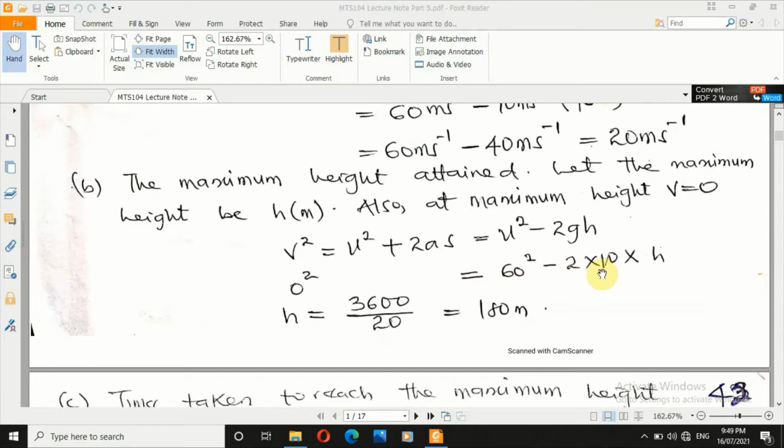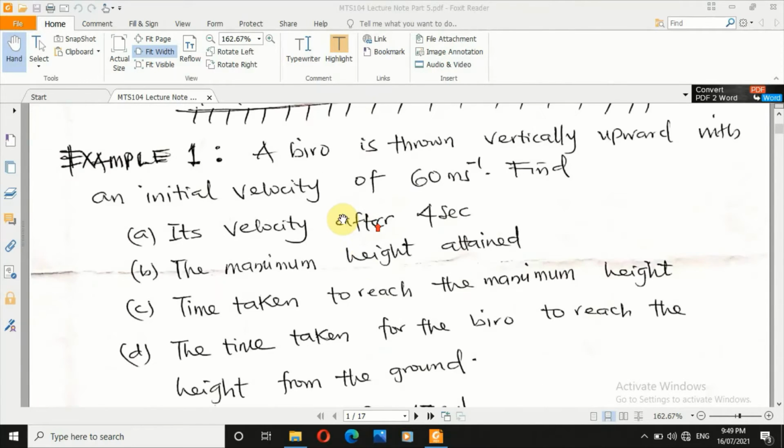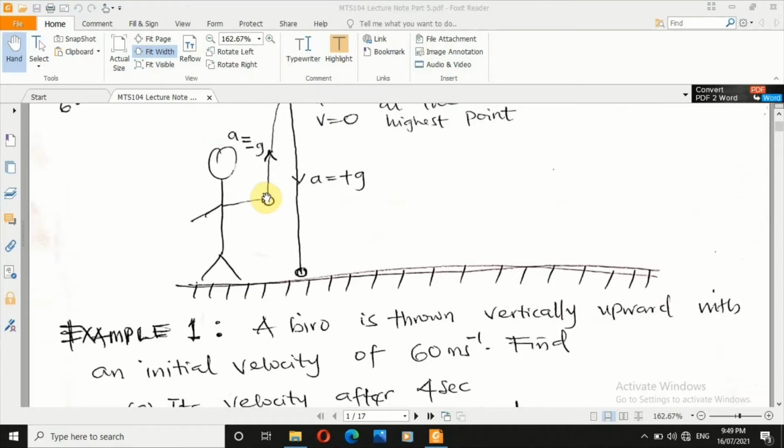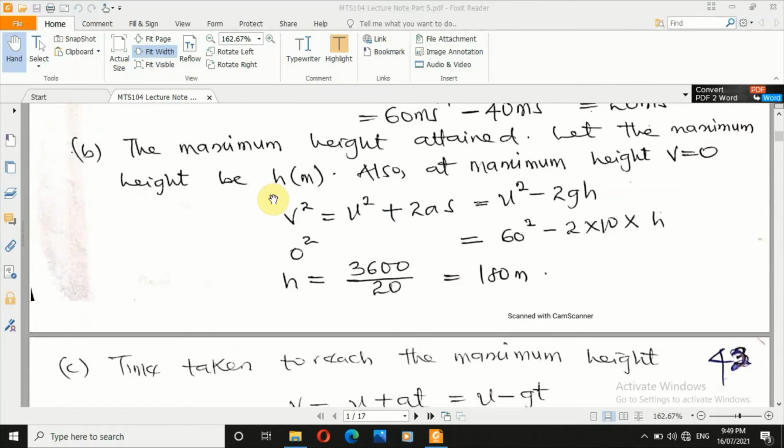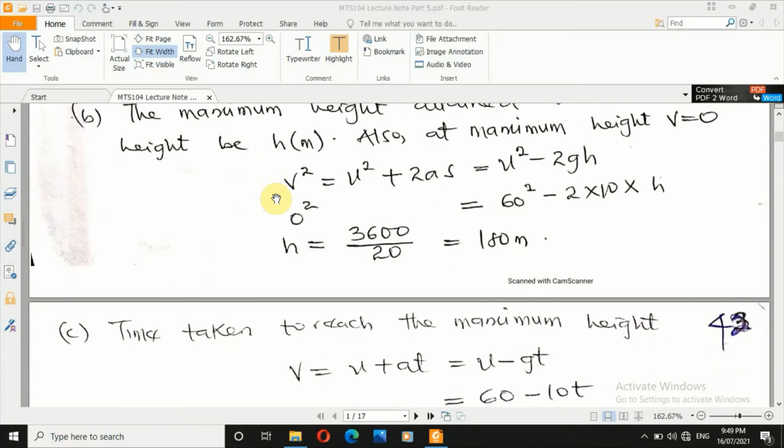So what about this one? 2 times 10 gives me 20. So by the time this one comes, it becomes minus. The minus will cancel this minus. That means minus 60 squared, minus this one, the minus will cancel. Then you now have 60 squared divided by 2 times 10. That is 20. So we cancel. Then the height is 180 meters. So we know that if the object is thrown upward, and the starting velocity is 60 meters per second, it means that at exactly 180 meters, the object will stop and it will start coming down again. That is what it means.